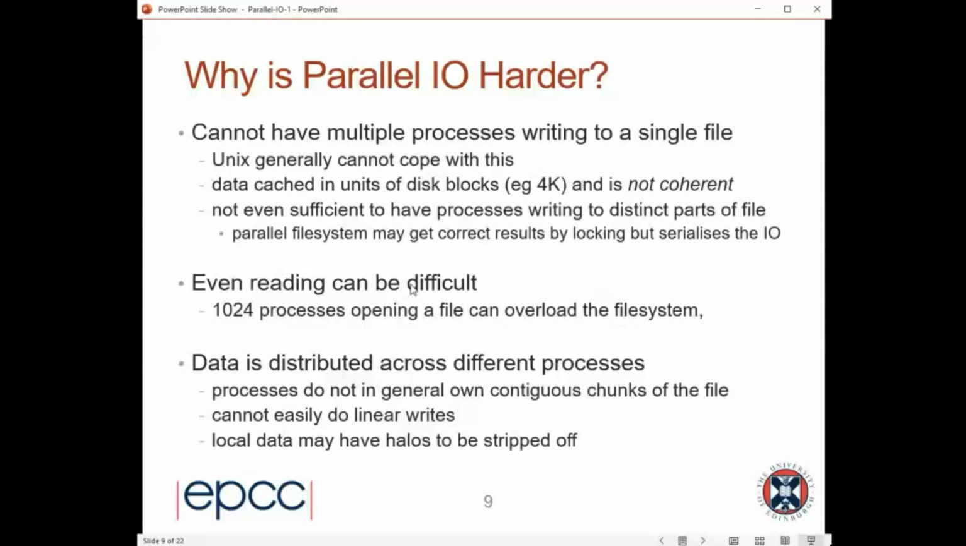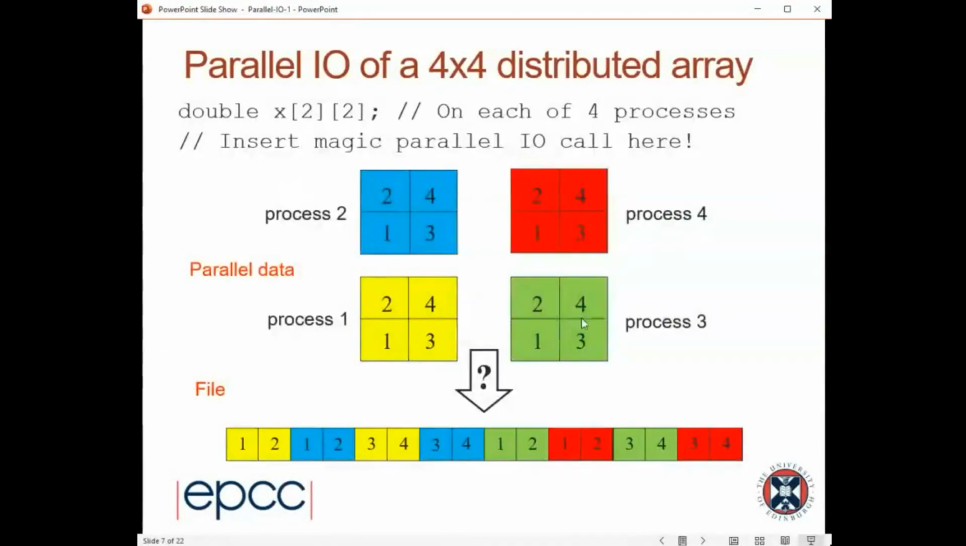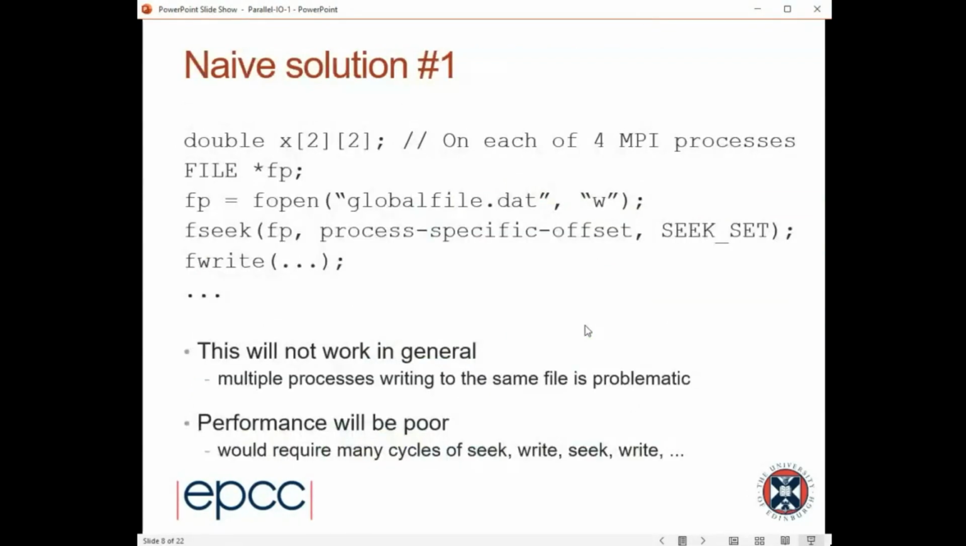And also the data is distributed across different processes. So as we've seen here, parallel IO is hard because even for a simple program, the processes do not in general own contiguous chunks of the file. This process here, the green process, is in charge of, or wants to read or write, a small number of fragmented areas of this file. And that is something which is quite difficult to cope with, at least by hand.